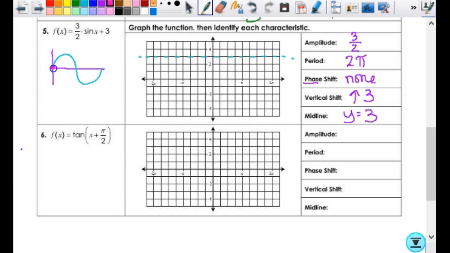Start at 0, 0 for the sine. But my new 0, 0 is on the midline. Amplitude does not change that point. And I have no phase shift, so my point is right there. Just think about the midline as your new x-axis. That's 0, 0, and you go from there.